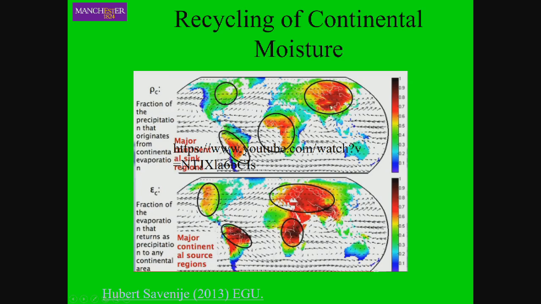So here's a map, the top one. He's showing in different colours the fraction of rainfall that actually comes from continents, not from the oceans. And it's quite interesting in some places, like northern China, West Africa, and parts of South America. They're places that stand out as places where most of their precipitation doesn't come from the ocean. It comes from evaporation from continental regions.